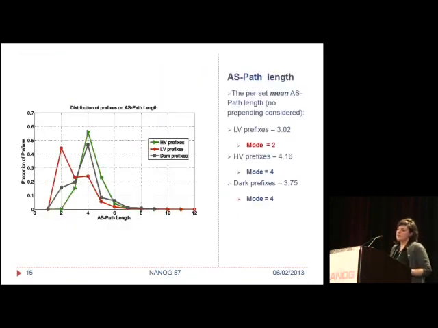Also, we check the AS path length, and we see here that the limited visibility prefixes are very much skewed to the left, so definitely they are not a random subset of the high visibility prefixes. This is a problem that is around the originating AS. The mode there for the distribution is 2, and that locates the problem.